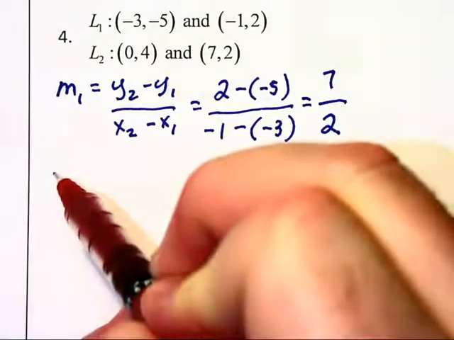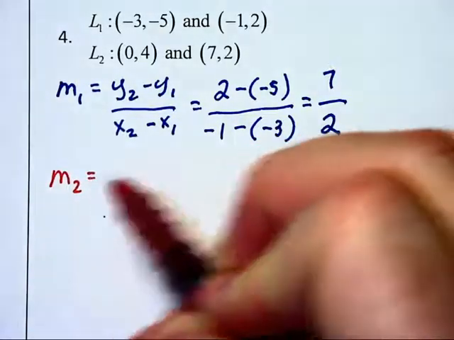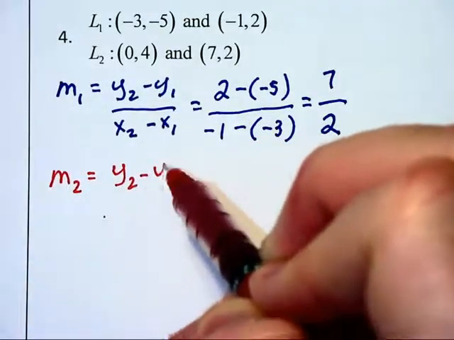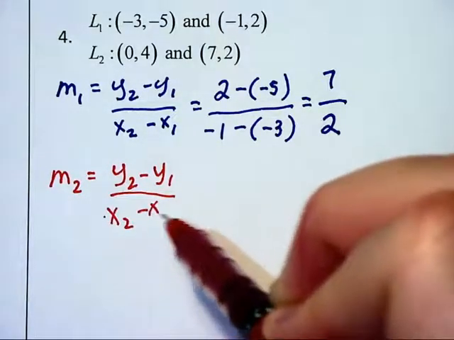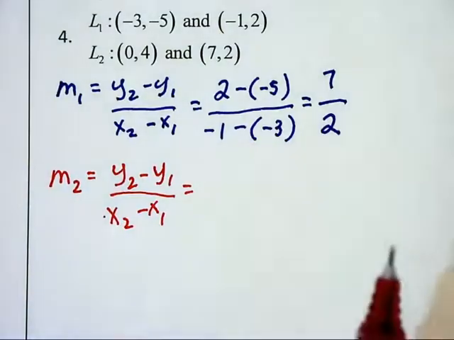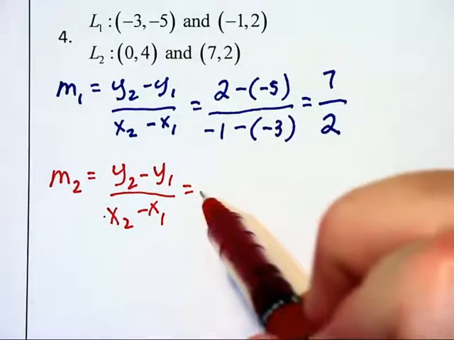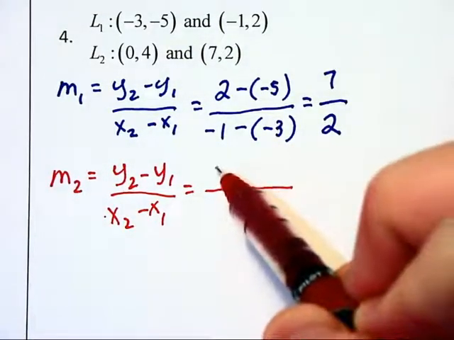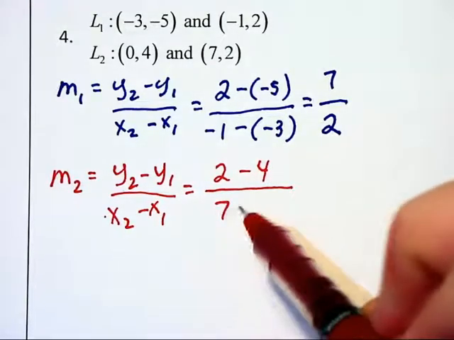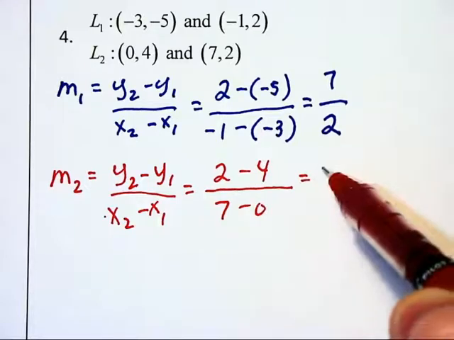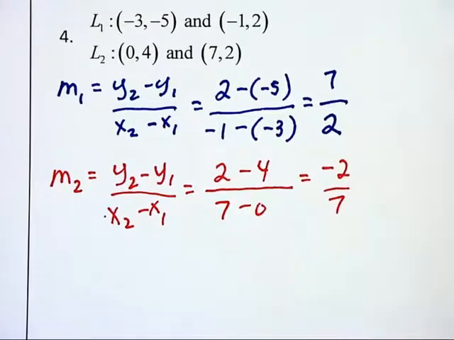The second slope, which I will denote with m2, again I'm going to rewrite this formula. Personally, I don't need to, and you can wean yourself of that if you want to, but it's good while you're getting used to this. Subtract y's, 2 minus 4, subtract x's, 7 minus 0. We are going to have -2 over 7.